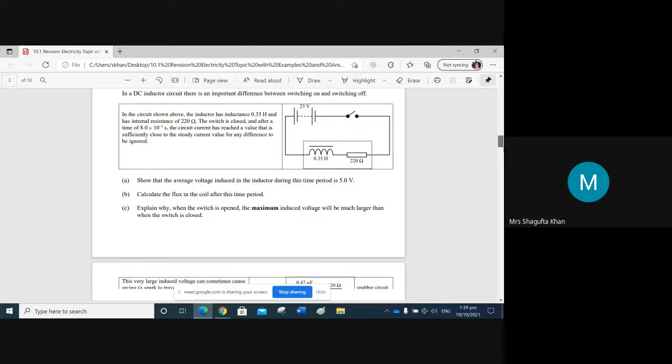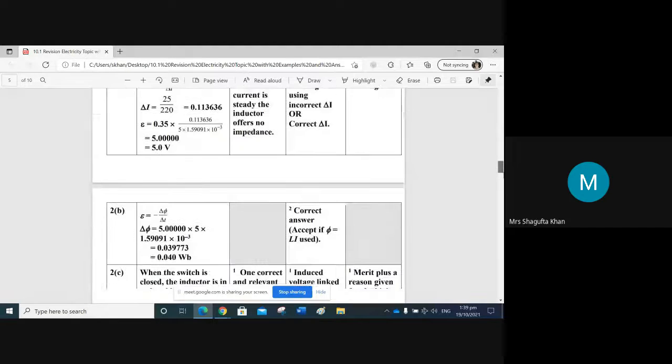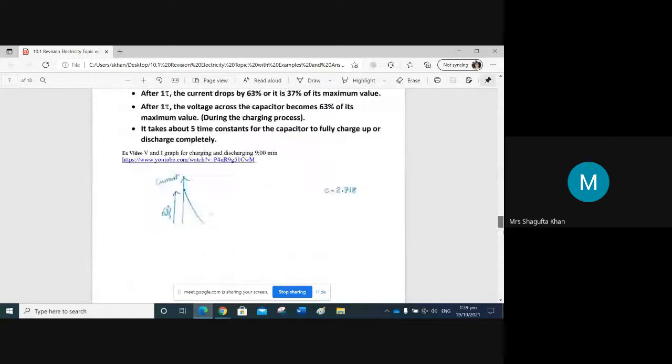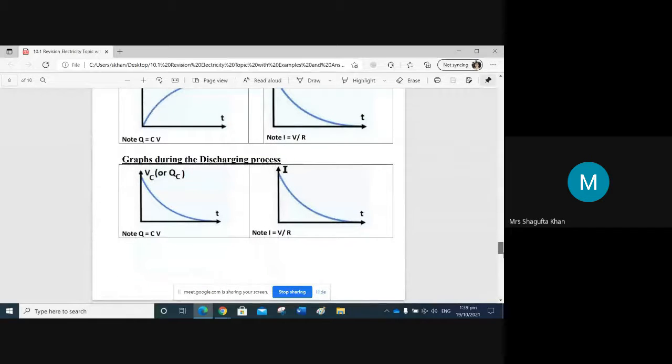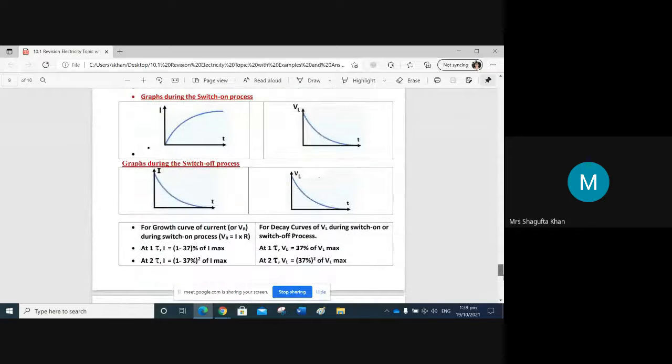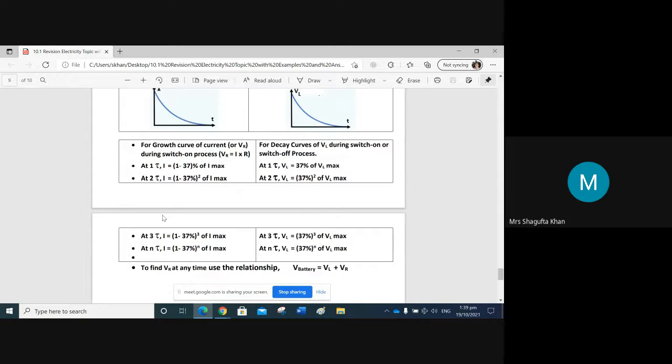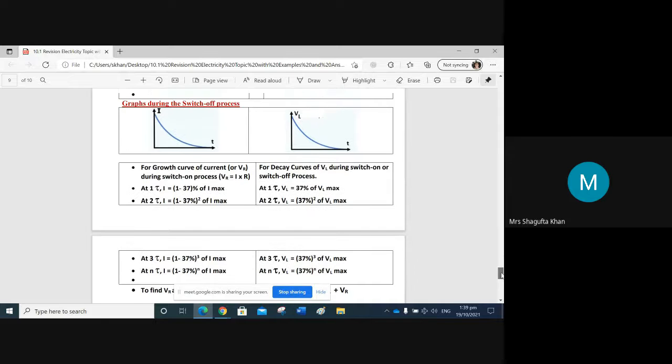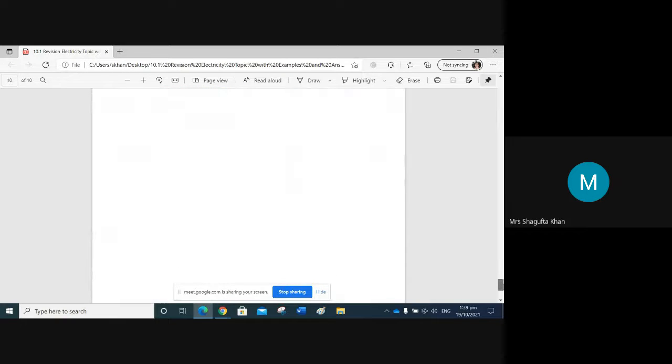So the graphs for the switch off process will look something like this. Current will decrease like that, and voltage across the inductor will initially be maximum, and then it will decrease. Values are given over here. You can read them, but as I mentioned, one time constant, or after two. So you can calculate if they ask you after 2 time constants. Generally, they will ask you for 1 time constant.